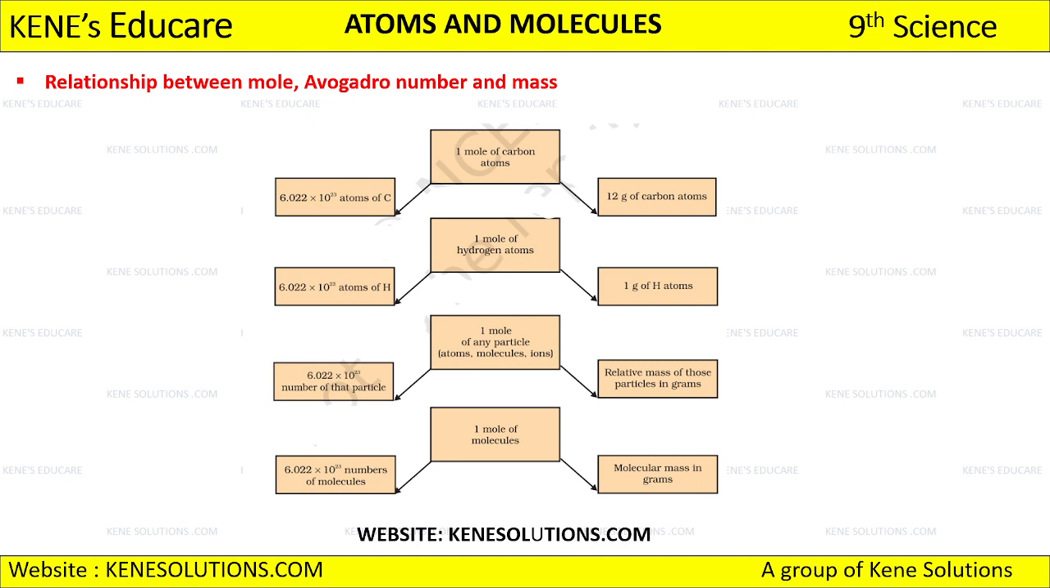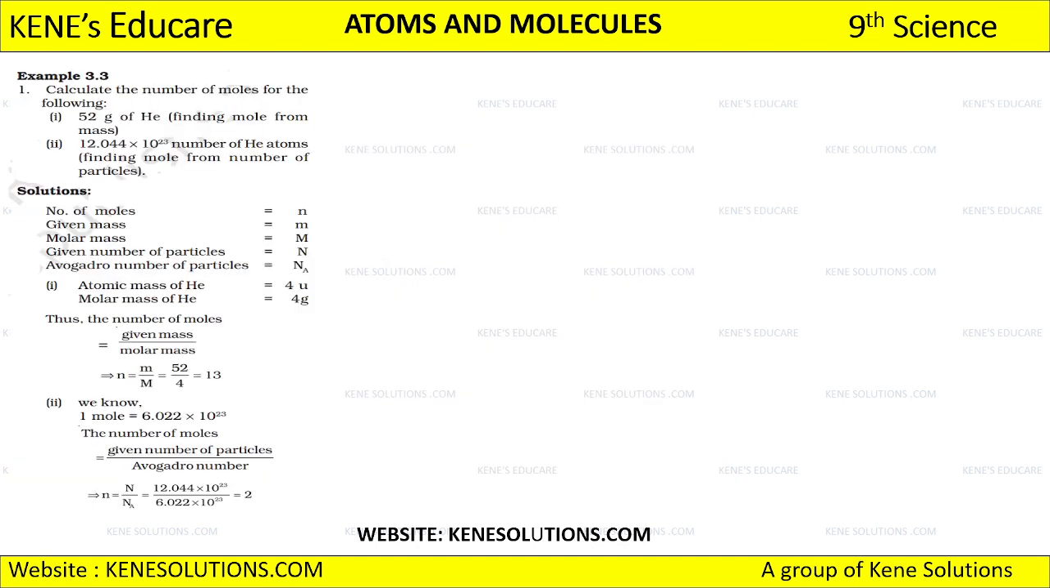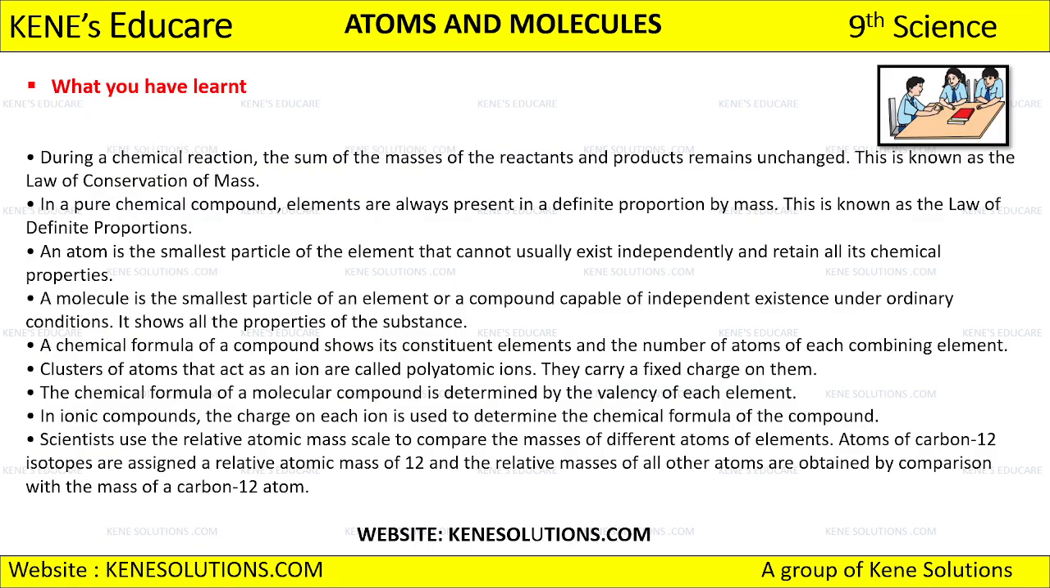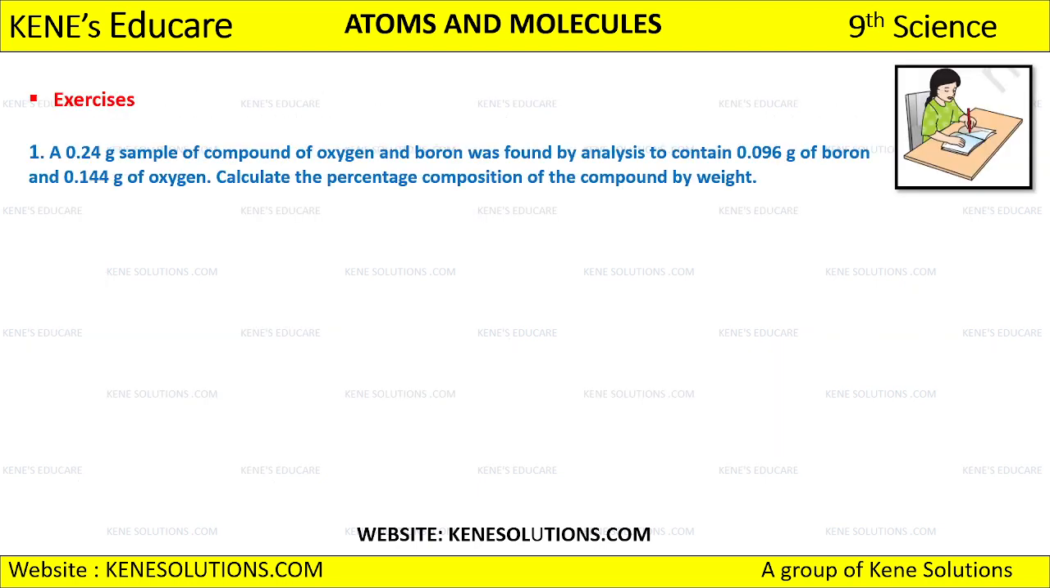After this relationship between mole, Avogadro's number, and mass, we have 3 or 4 examples which we will be discussing. So these are the different examples we will discuss, and after that we are going to have the summary discussion on the whole lesson. After the summary discussion, we have some exercise questions to discuss as well. So I just want each one of you to please go through it once.